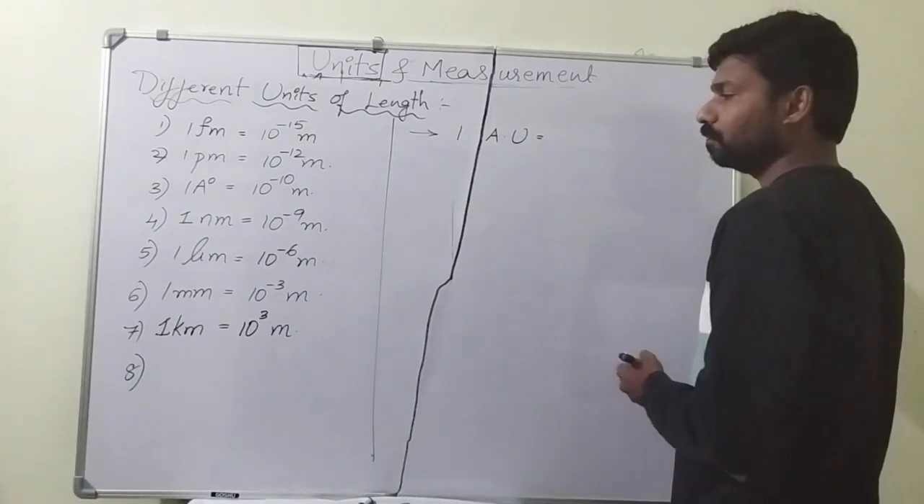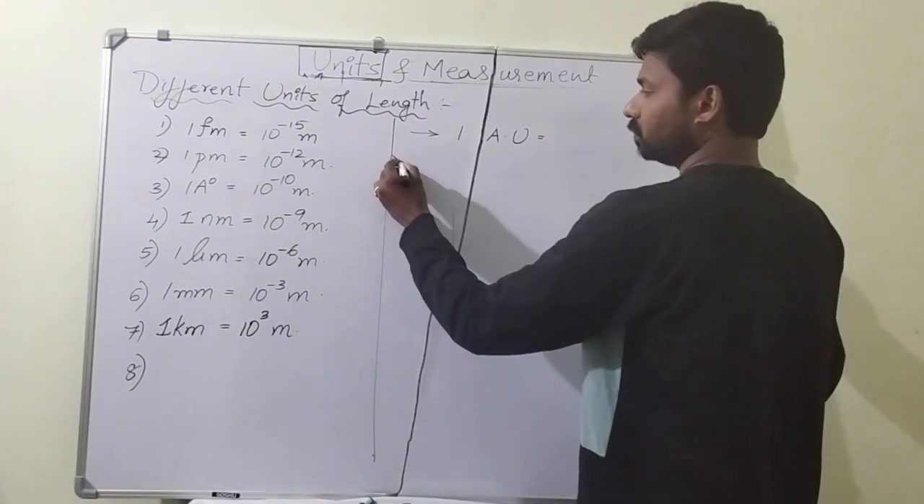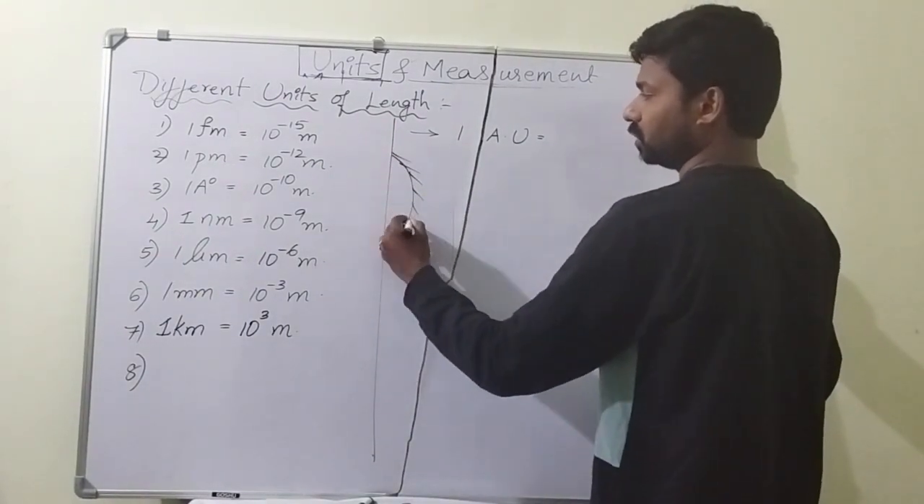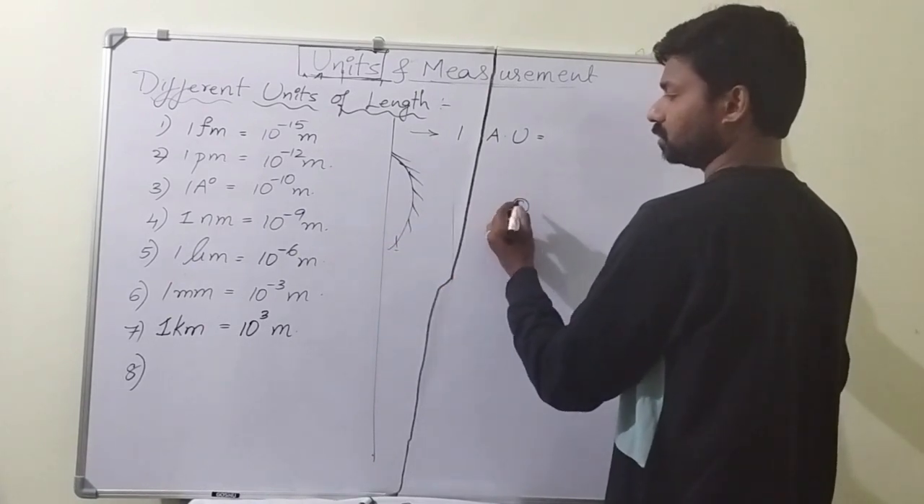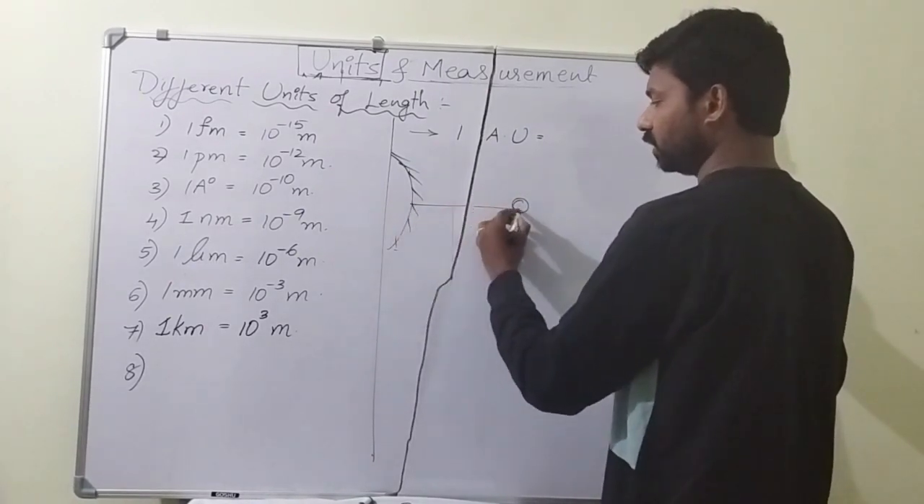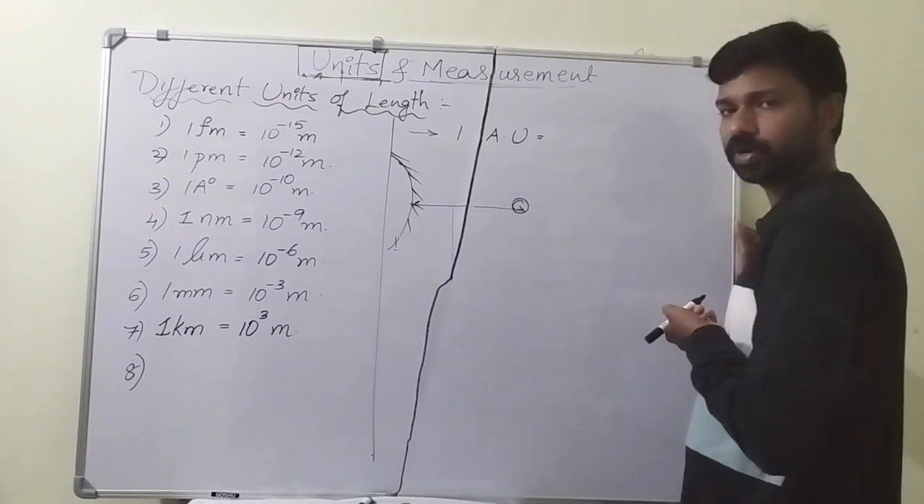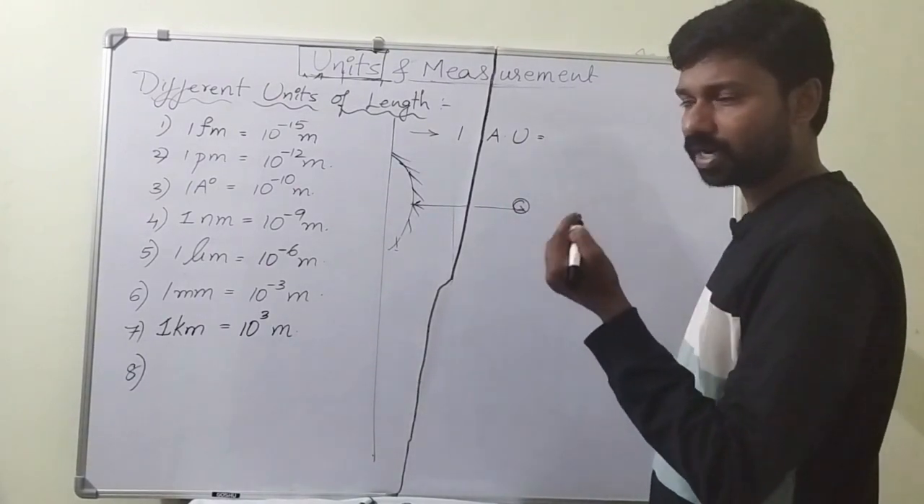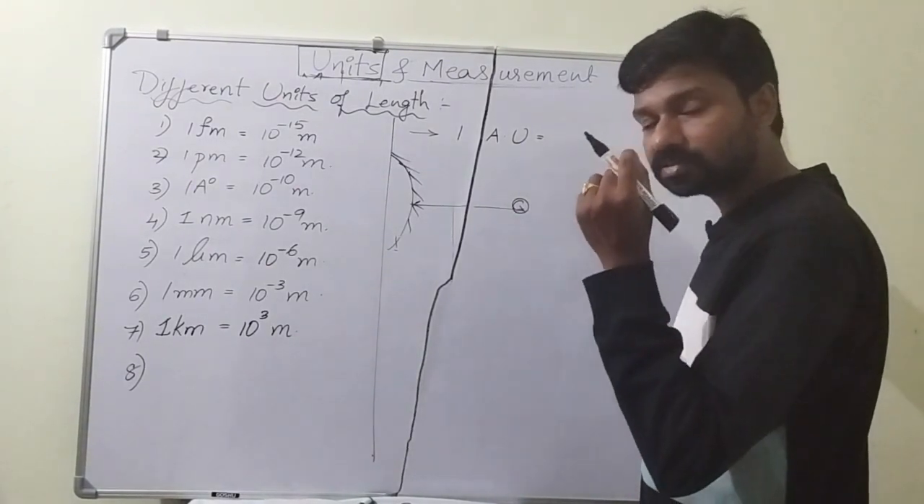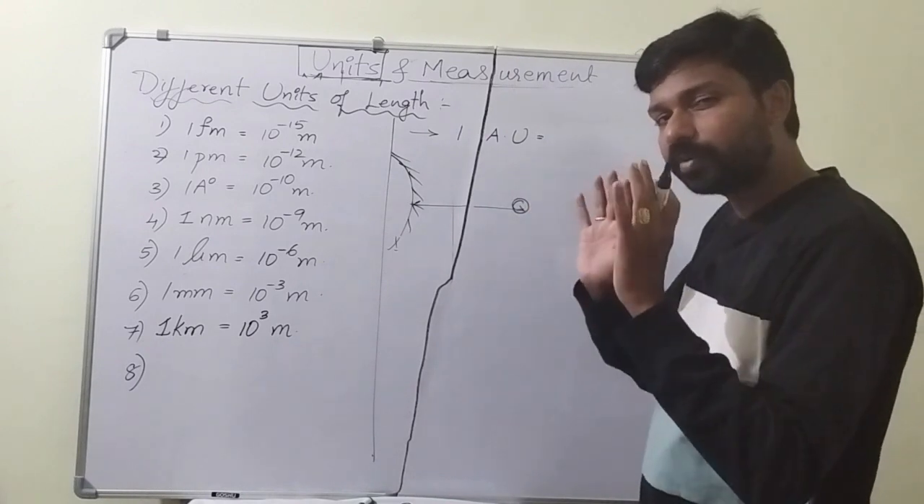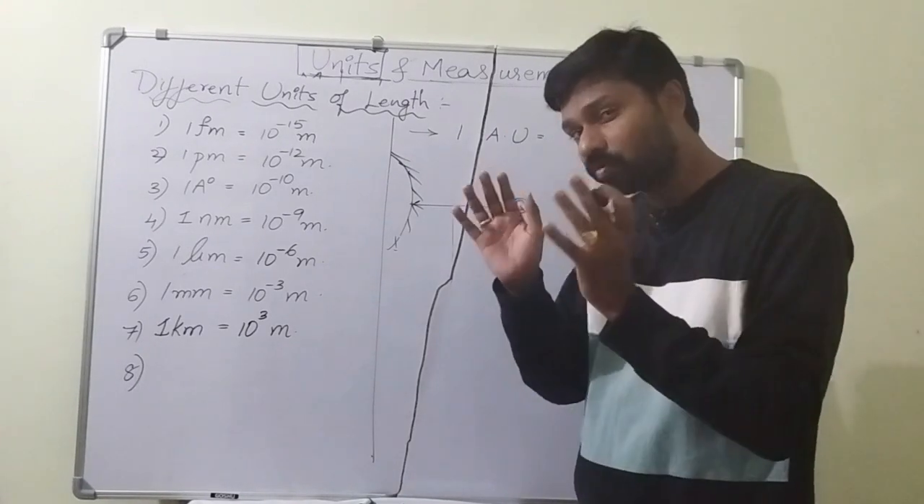Okay, for example, this is the Sun, and here this is Earth. The distance between Earth and Sun, we call it the mean distance. Why do we call it the mean distance? The distance between Earth and Sun won't always be the same all over the year.